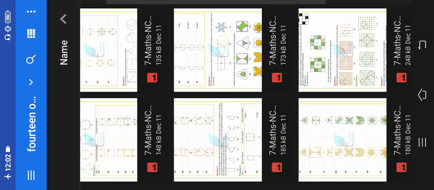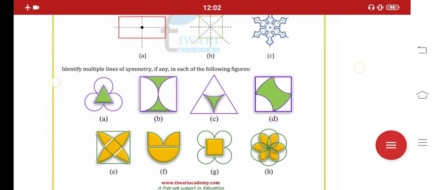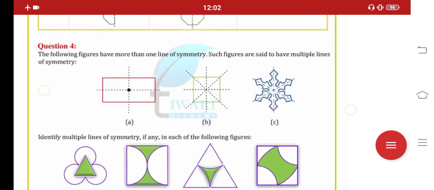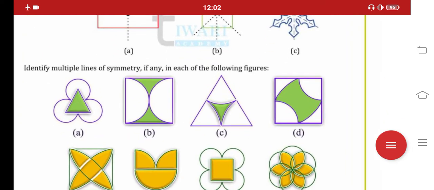Here what is given? The following figures have more than one line of symmetry. It means we can divide one figure into more than two equal parts. Such figures are said to have multiple lines of symmetry. So we have to find out how many lines of symmetry these figures have.